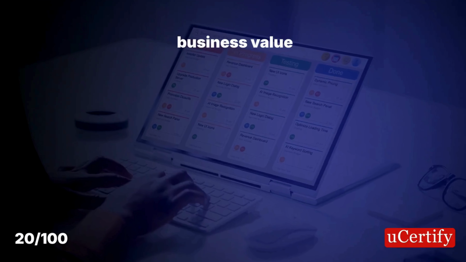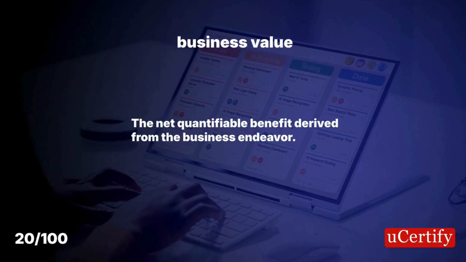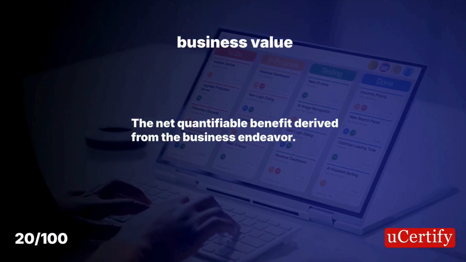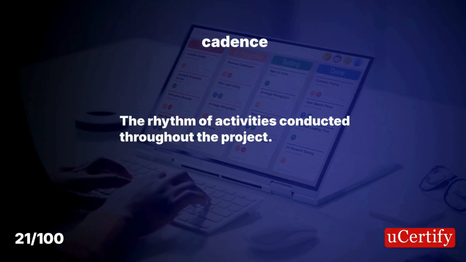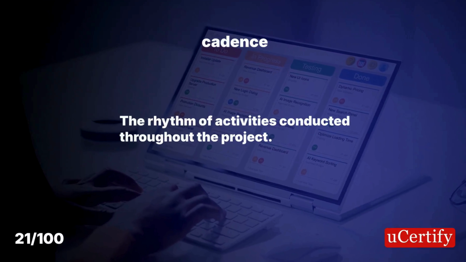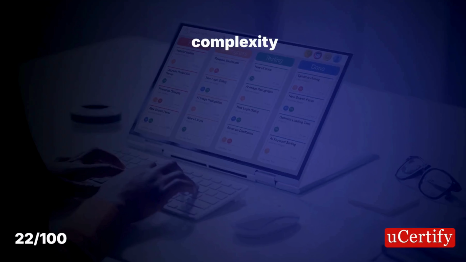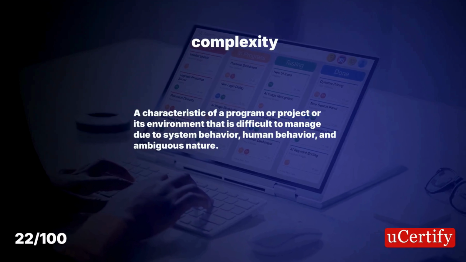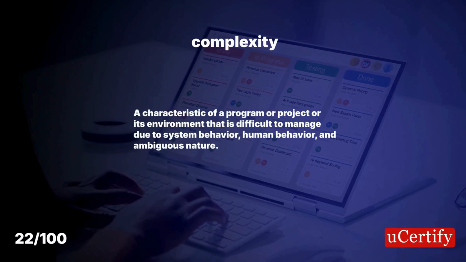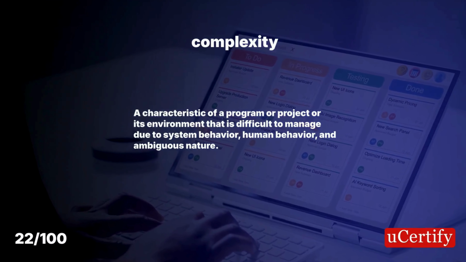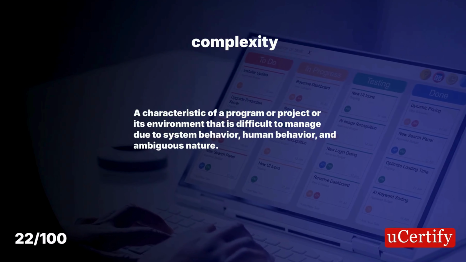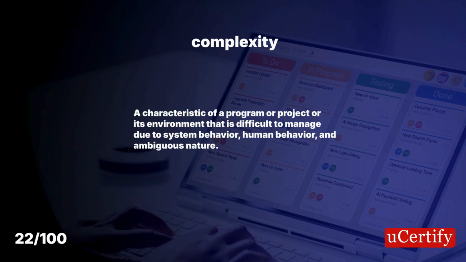Term: business value. Definition: the net quantifiable benefit derived from the business endeavor. Term: cadence. Definition: the rhythm of activities conducted throughout the project. Term: complexity. Definition: a characteristic of a program or project or its environment that is difficult to manage due to system behavior, human behavior, and ambiguous nature.